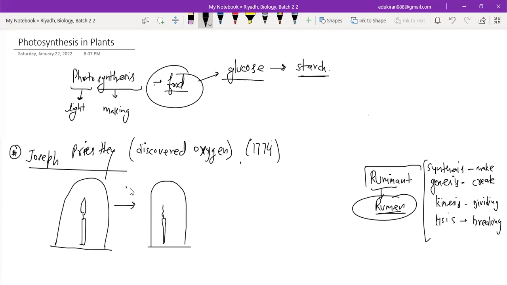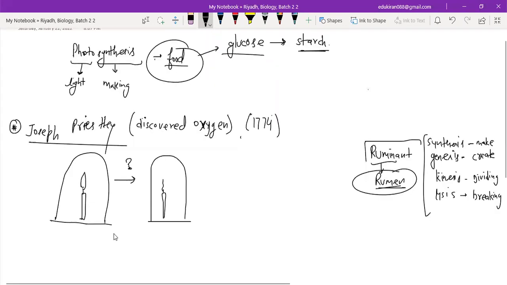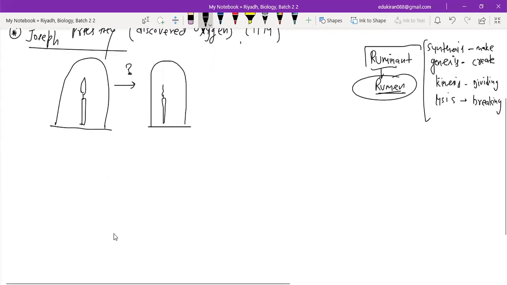And why is this happening? Like now we know the answer. Yes, because no oxygen. Then why was it burning in the beginning? Because there was oxygen available at that time. And what then happened to the oxygen? It was used in burning. Yes, so Priestley got to understand, because he was not knowing the chemical dynamics at that point of time.